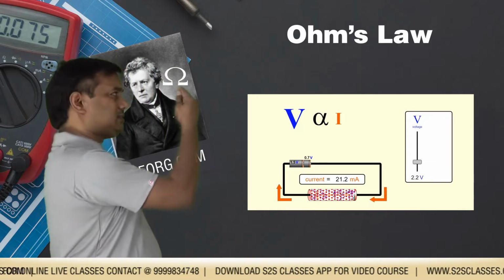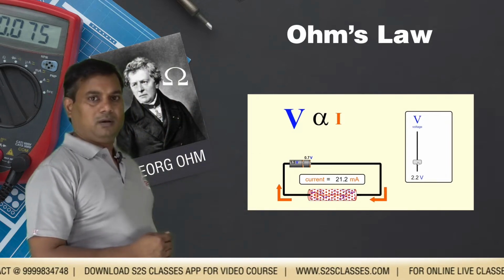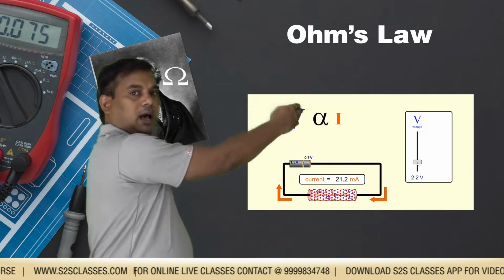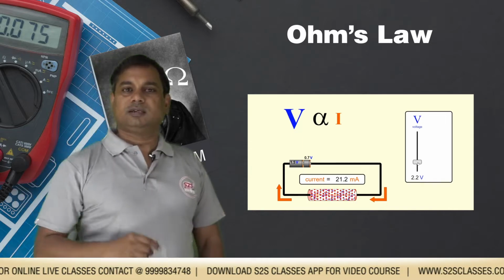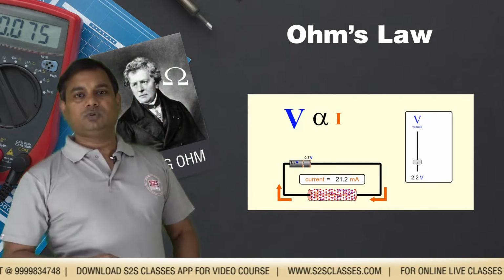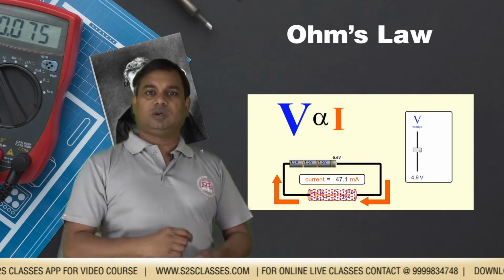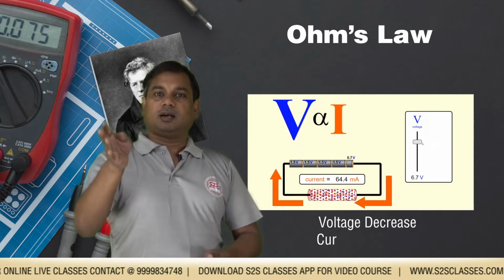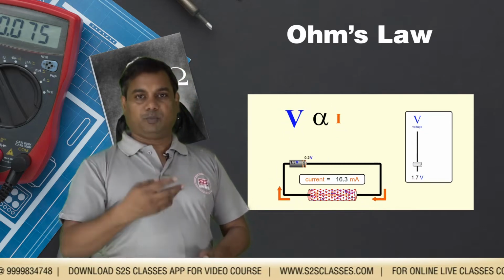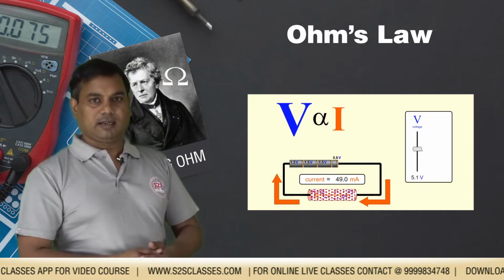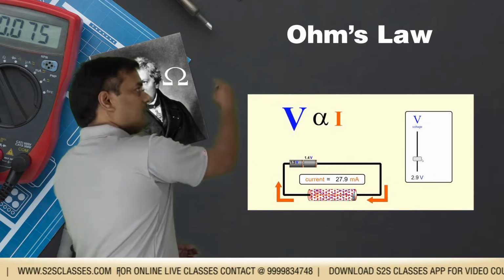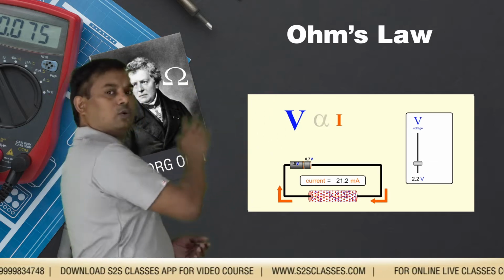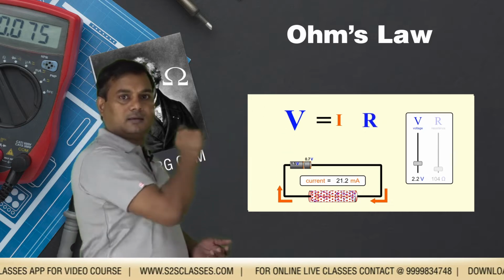If we want to express it in algebraic form, we can write V is directly proportional to I. And you know what does it mean? V is directly proportional to I means when you increase voltage, the current will increase, and when we decrease voltage, the current will decrease in the same proportion, and that is called directly proportional. So we can write V is directly proportional to I, and hence V is equal to I R.